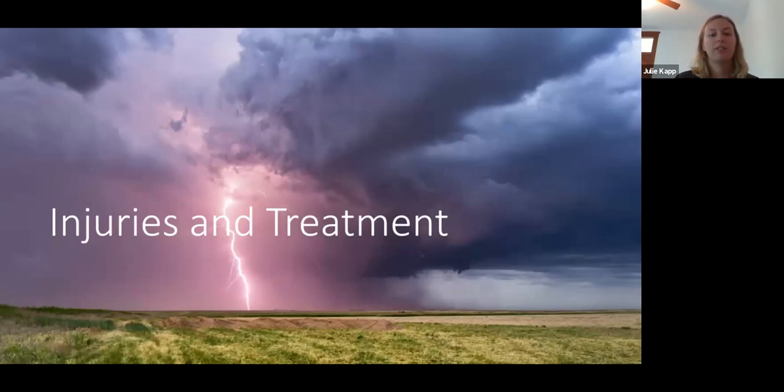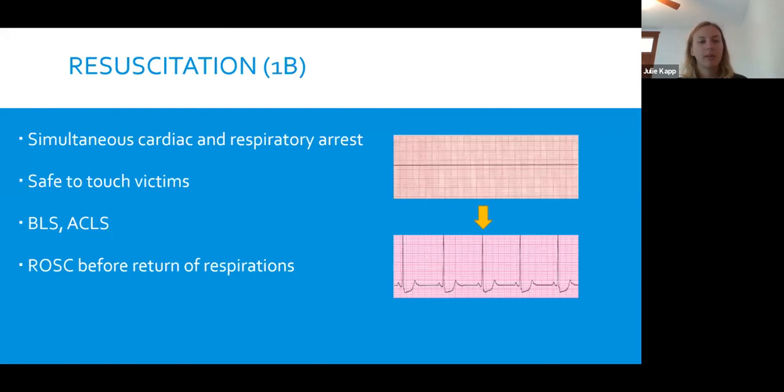Now I'll talk about different injuries and treatments related to lightning strikes by each body system. First I'll talk about resuscitation. The mechanism of sudden death from a lightning strike is simultaneous cardiac and respiratory arrest. Initially, an asystolic arrest is caused by simultaneous depolarization of all myocardial cells. It's also possible to see VFib instead.